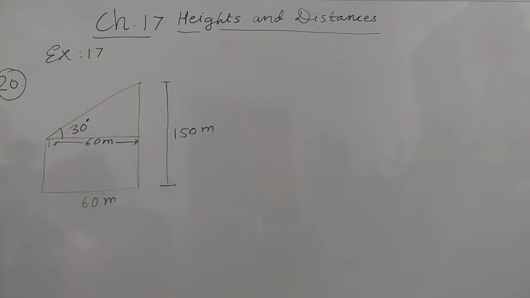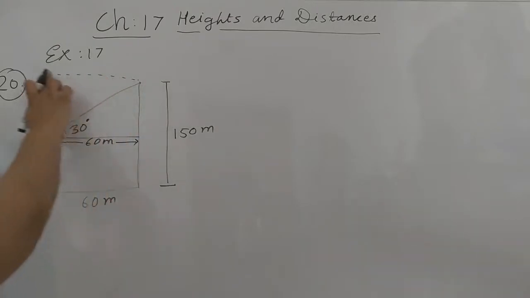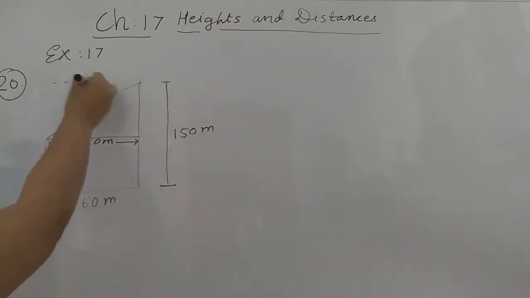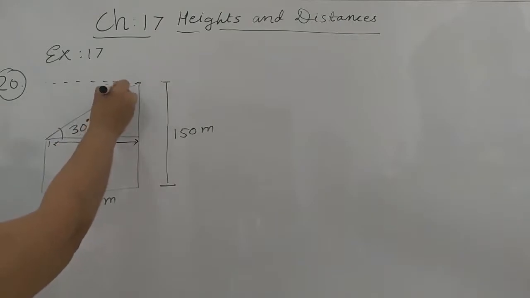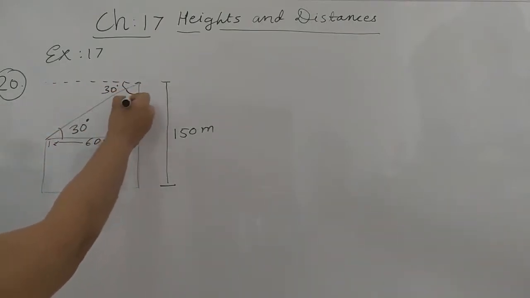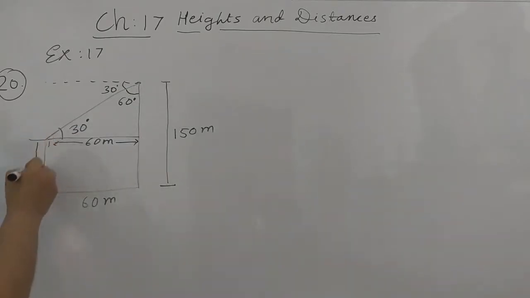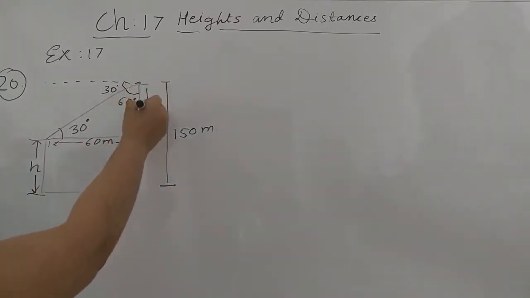Next, here we see it makes alternate angles. So if this is 30 degree, why? Because it makes alternate angles. So how much could this be? This could be 60 degree. Why? Because this is 90 and 30, so this could be 60 degree. Like that, I have written the height of the tower as h. So this is h here, and let this distance be x here.